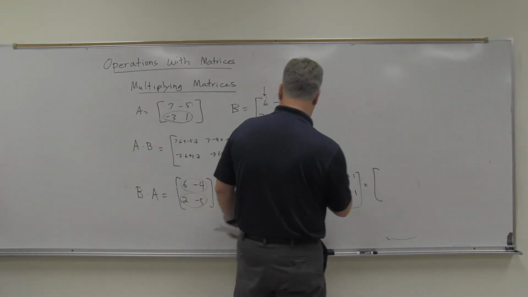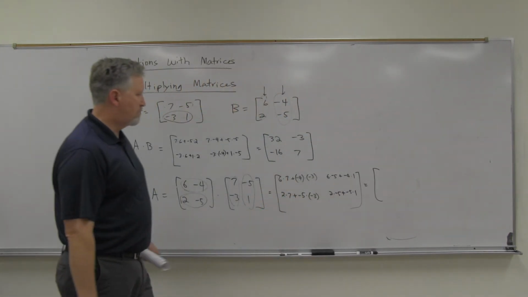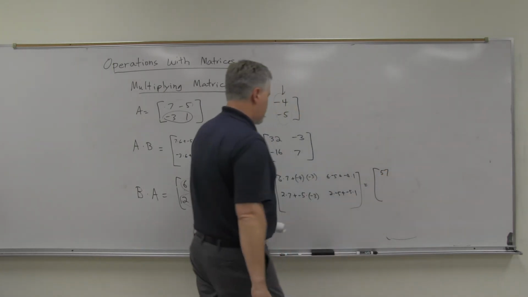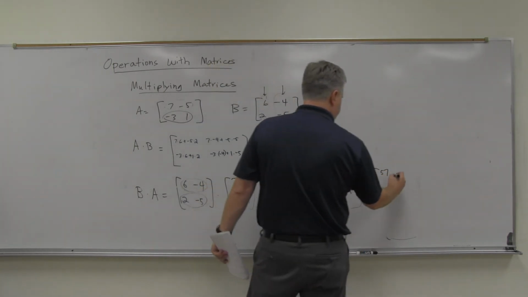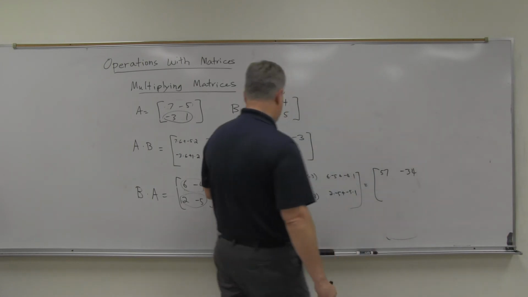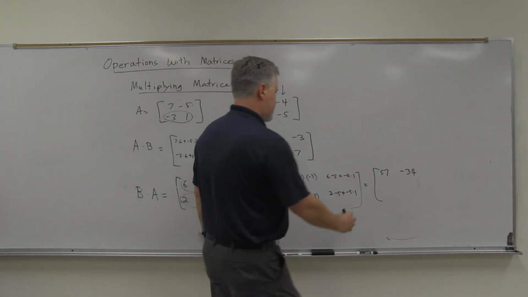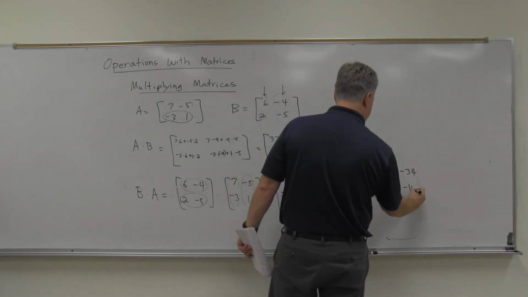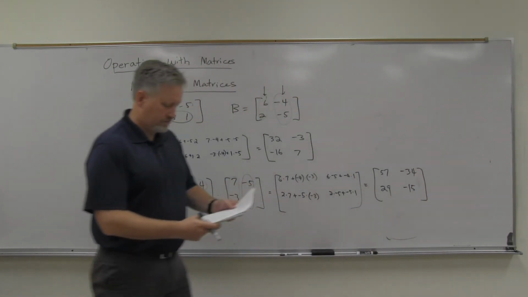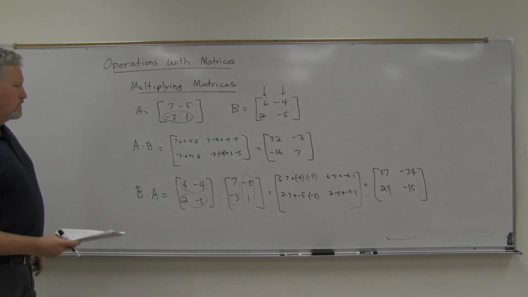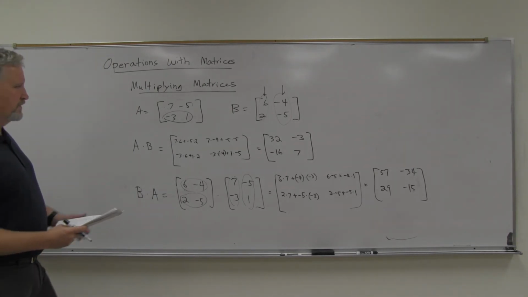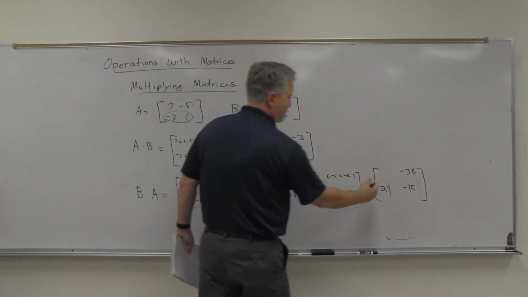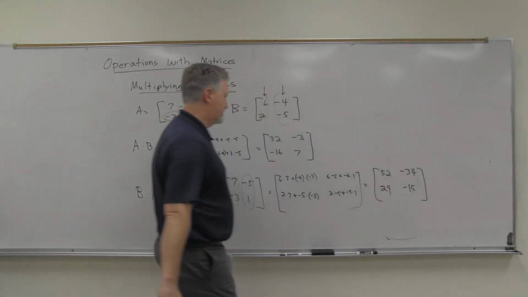So I get 42 plus 12, 57. Negative 30 minus 4 is negative 34. 14 plus 15 is 29. And then negative 10 minus 5 is negative 15. Does that sound right? Do those right? Can't add. 42 plus 12 is 54, not 57.